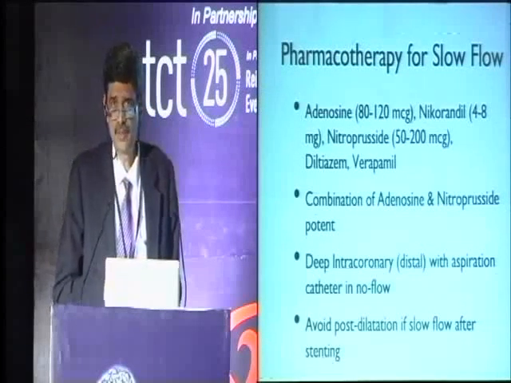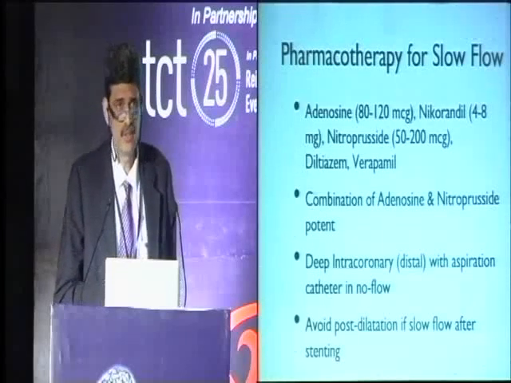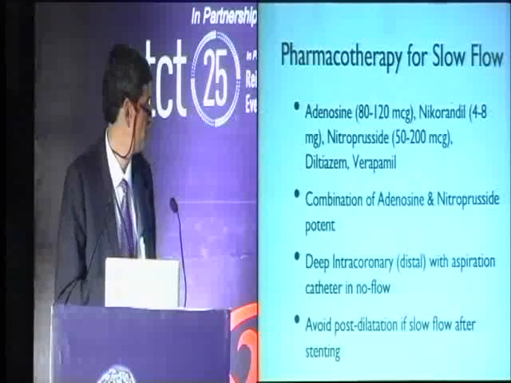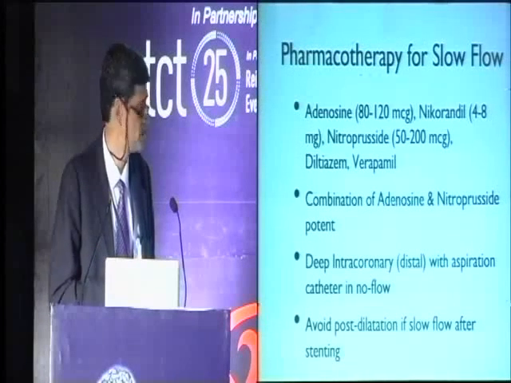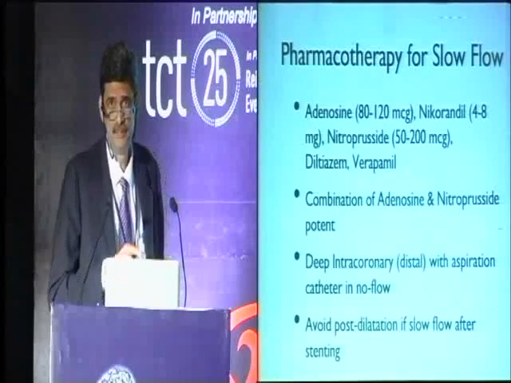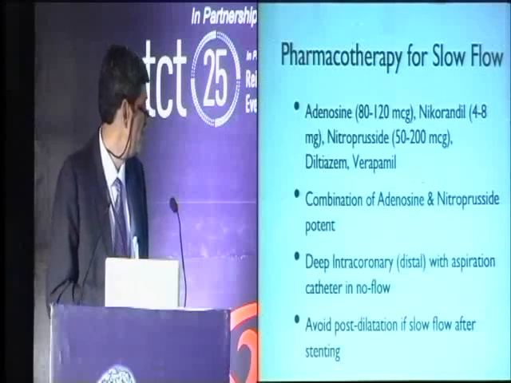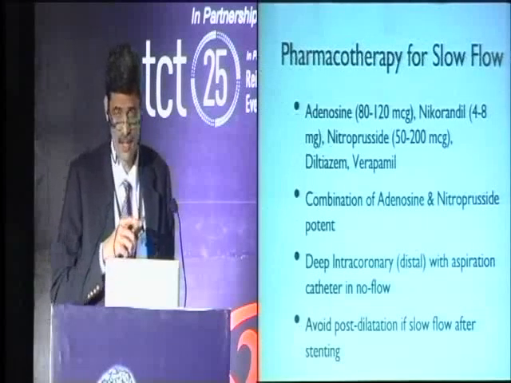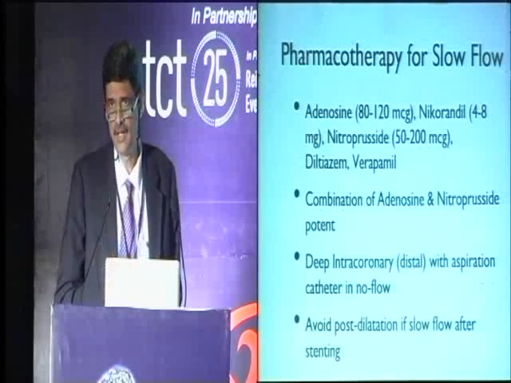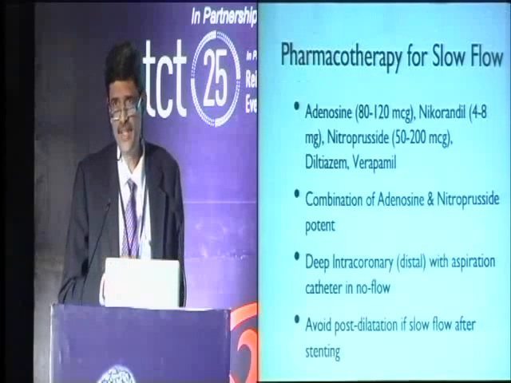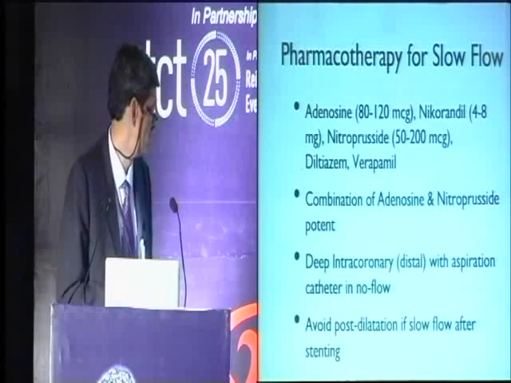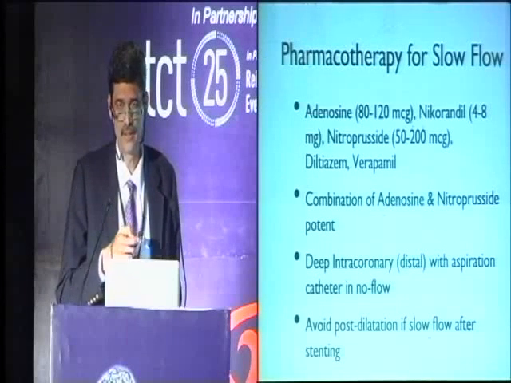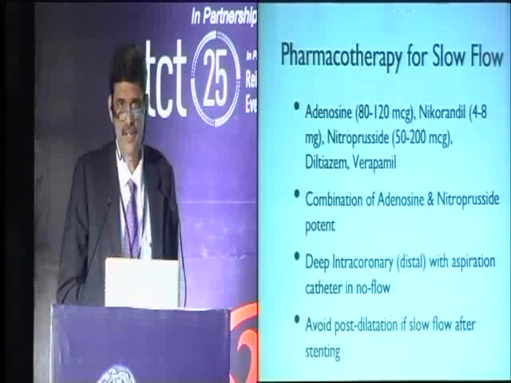Adenosine I do not use in right coronary arteries. I prefer to use it in the left system. I've read some articles about the combination of adenosine and nitroprusside being very potent, but I have not personally used them. Deep intracoronary use of aspiration catheters and injection deep into the artery is particularly useful in very slow flow or no flow situations, because if you give these injections in the guide catheter at the coronary ostium, they will never reach the target.